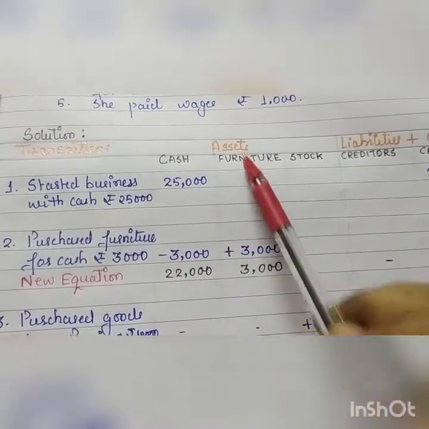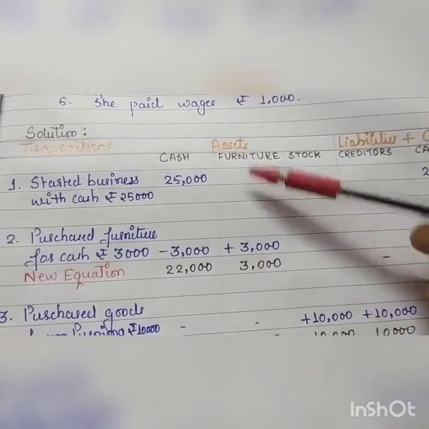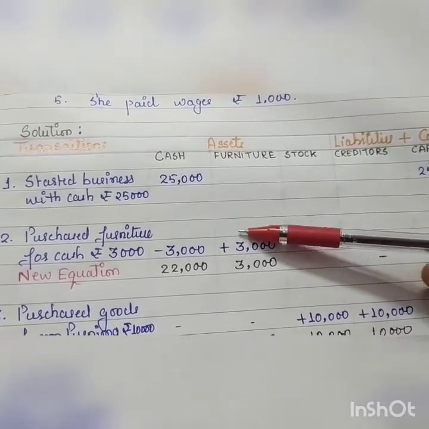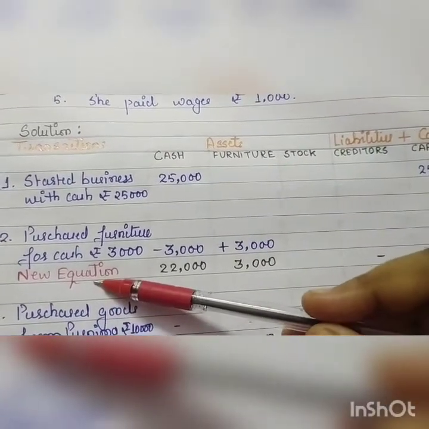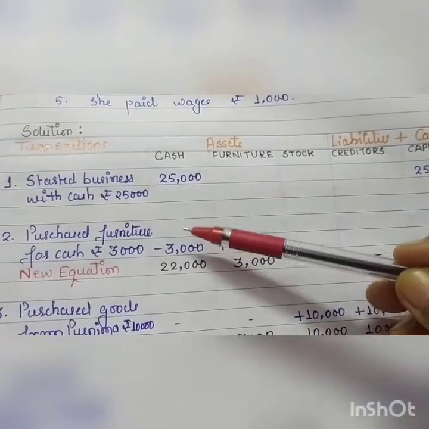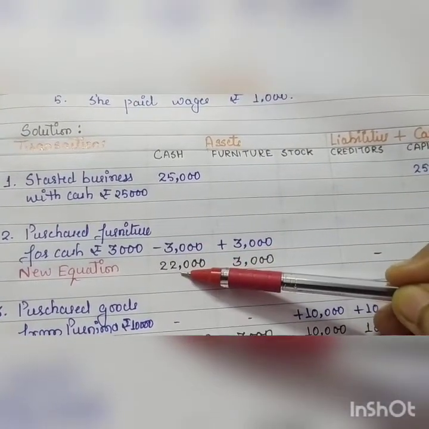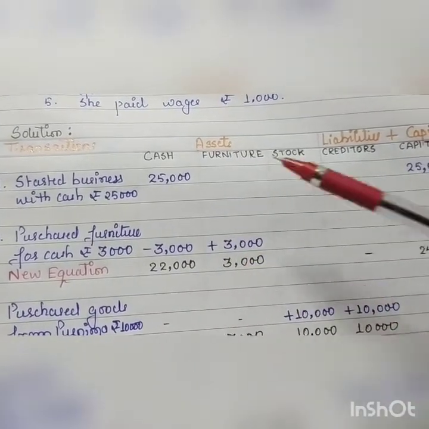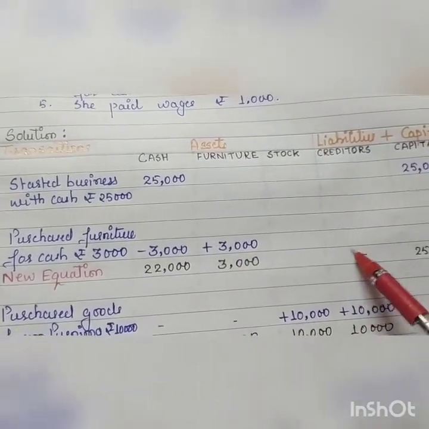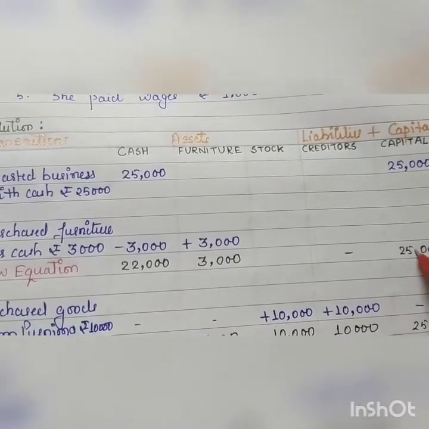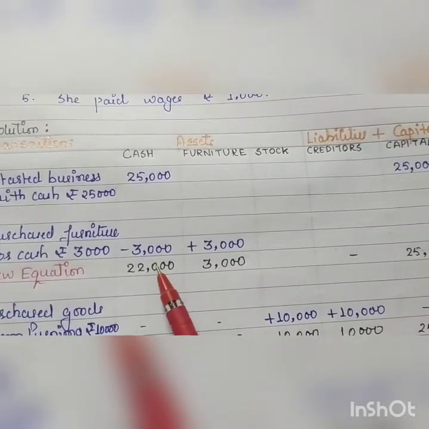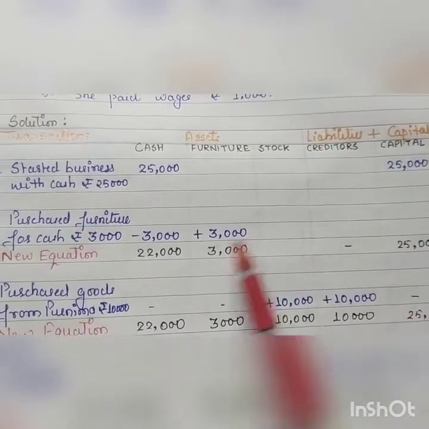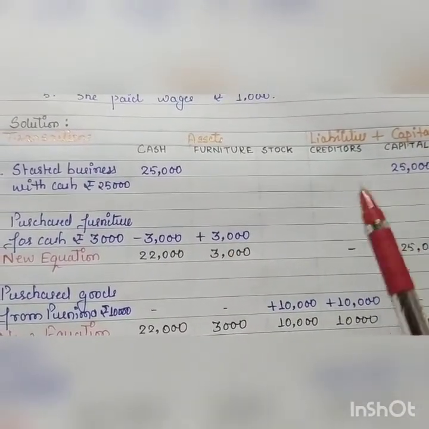You can see plus 3,000. One asset is coming in, one asset has decreased. It is equal. So new equation will be 25,000 minus 3,000 is 22,000. Here 3,000. There is no liability here. Capital 25,000. See, 22,000 plus 3,000, 25,000. Here also 25,000. Both sides are equal.